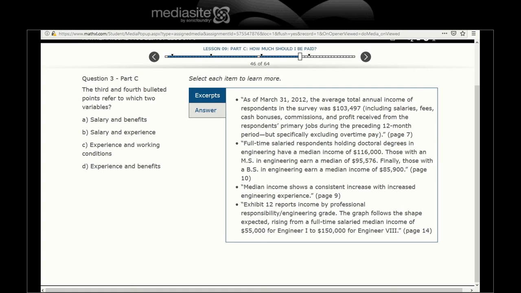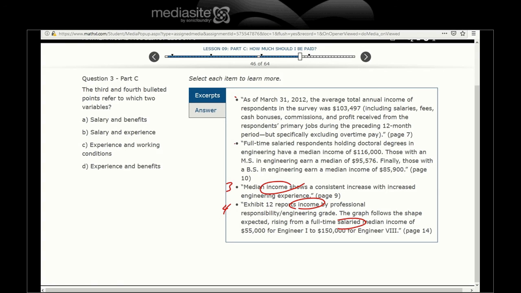Third and fourth. 1, 2. Refer to which two variables? Median income shows a consistent increase with increased experience. So Exhibit 12 reports income by professional responsibility, engineering grade. Okay. Again, it's income, salaries.